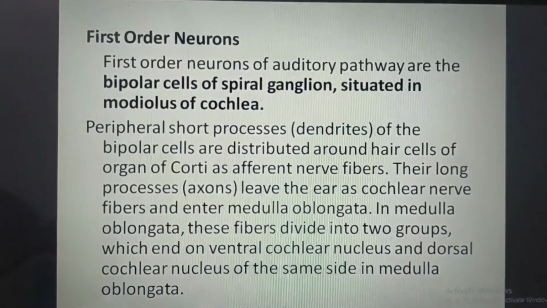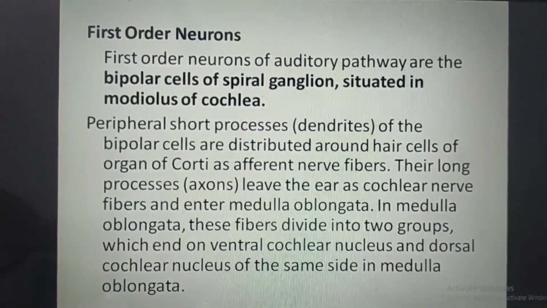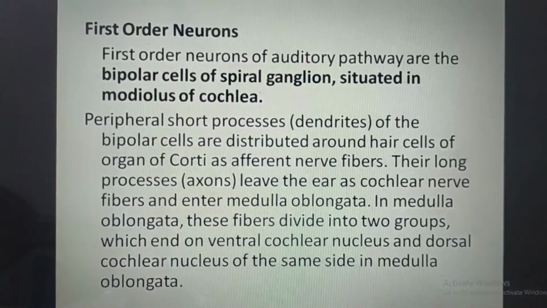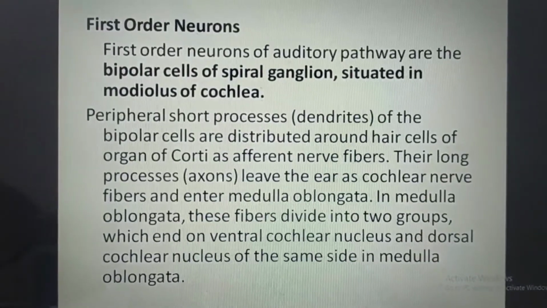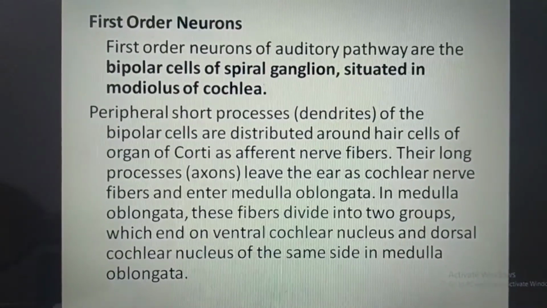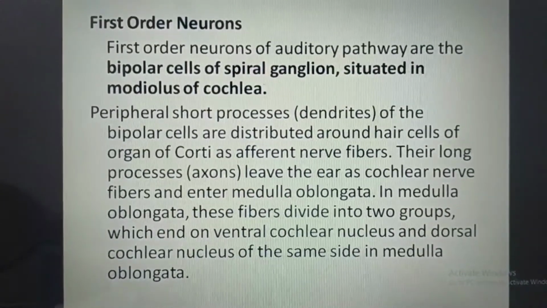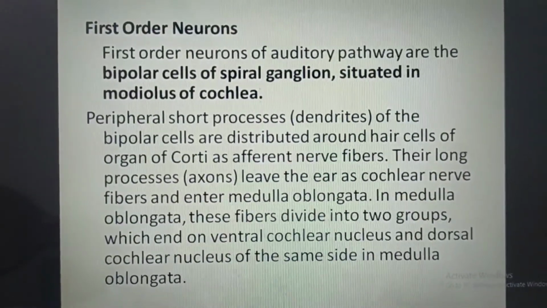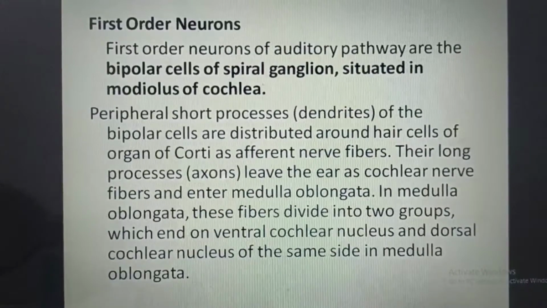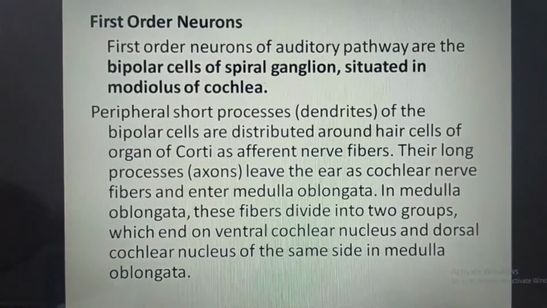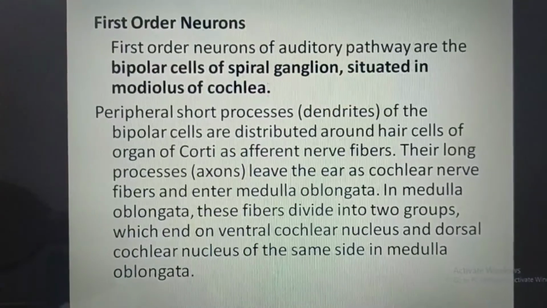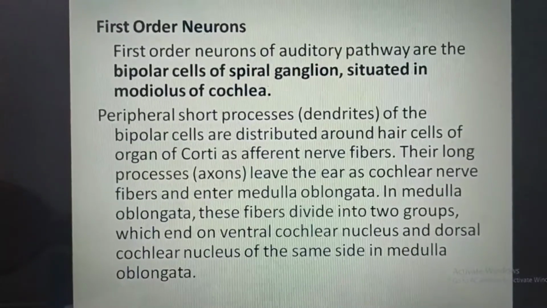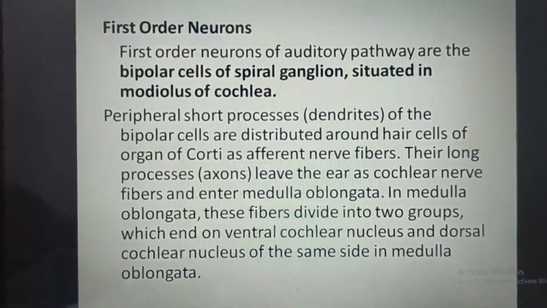Same here, first order neurons. First order neurons of the auditory pathway are the bipolar cells of the spiral ganglia situated in the modiolus of the cochlea. Peripheral short processes, the dendrites of the bipolar cells, are distributed around the hair cells of the organ of Corti as afferent nerve fibers. The long processes or axons leave the ear as cochlear nerve fibers and enter the medulla oblongata. In the medulla oblongata, these fibers divide into two groups, which end on the ventral cochlear nucleus and dorsal cochlear nucleus of the same side.